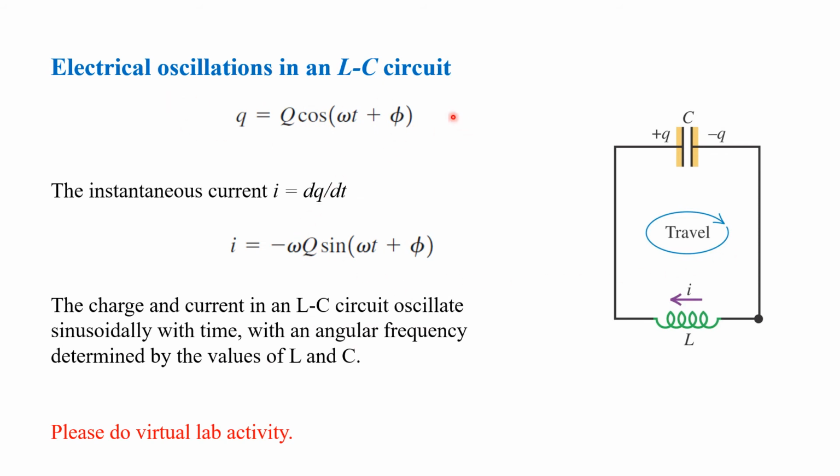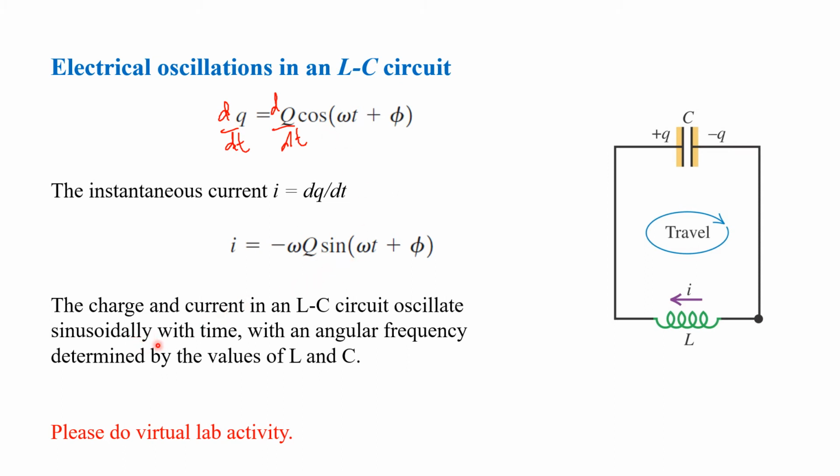With the same equation here, take note that the instantaneous current I is equal to dq over dt. Taking the time derivative of this equation, we have d over dt here, and then on this side, you get your current I is equal to negative omega Q sine(omega t plus phi). So we just take the time derivative of this one, where you have the derivative of cosine, which is negative sine.